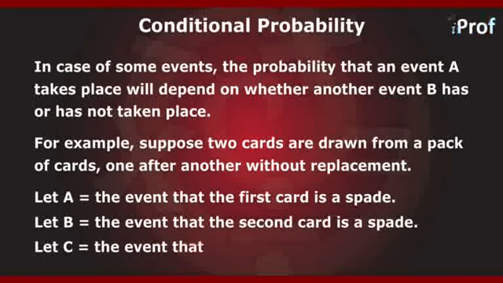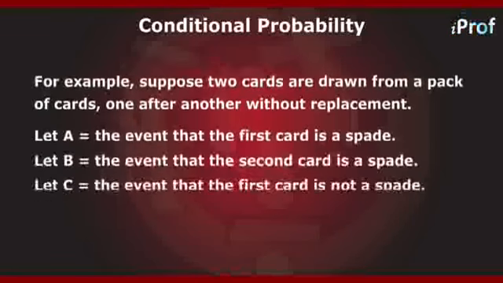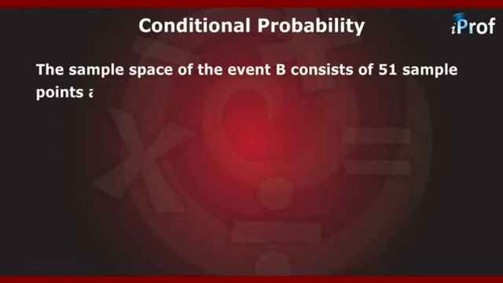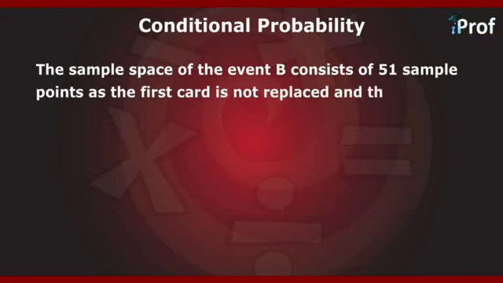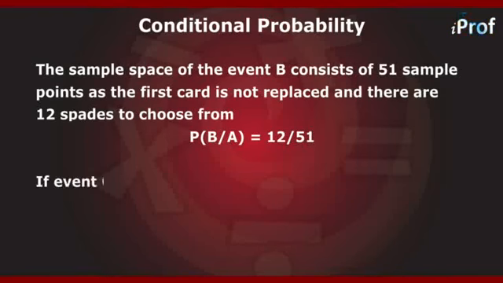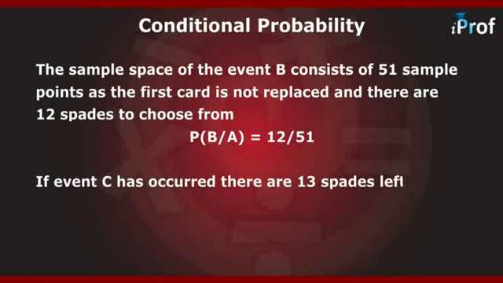Let C be the event that the first card is not a spade. The sample space of the event B consists of 51 sample points as the first card is not replaced and there are 12 spades to choose from. Probability of event B when event A has taken place is equal to P(B|A), which is equal to 12/51. If event C has occurred, there are 13 spades left to choose from. Probability of event B when event C has taken place is equal to P(B|C), which is equal to 13/51.